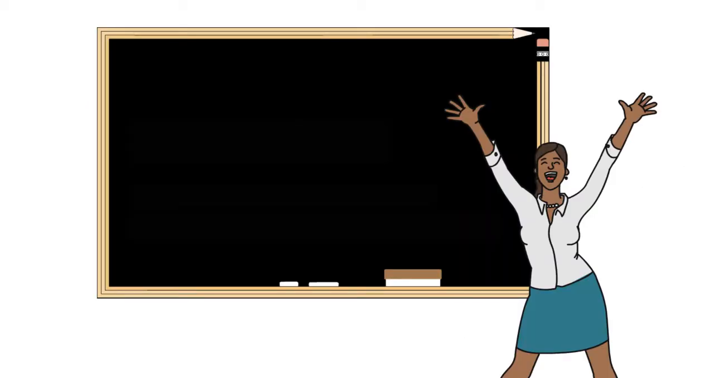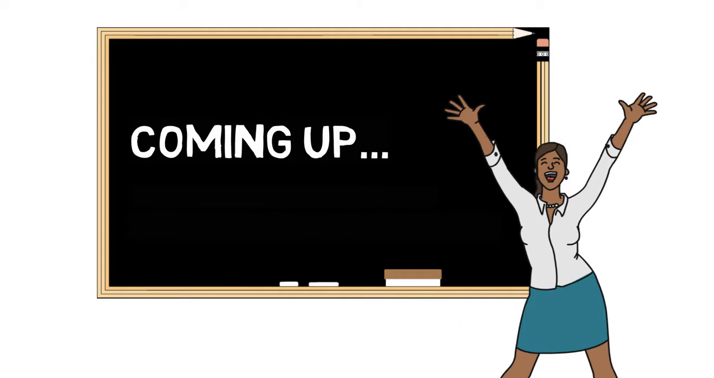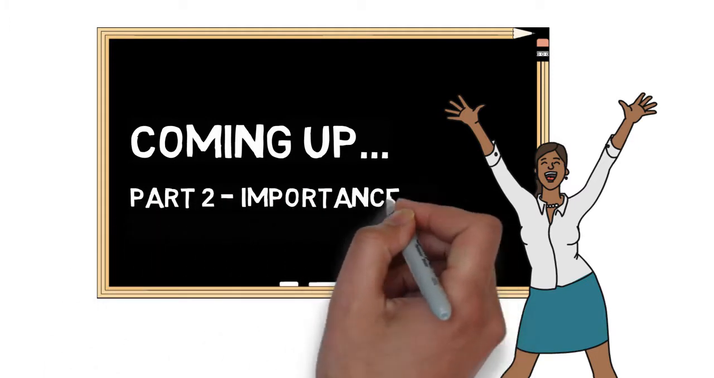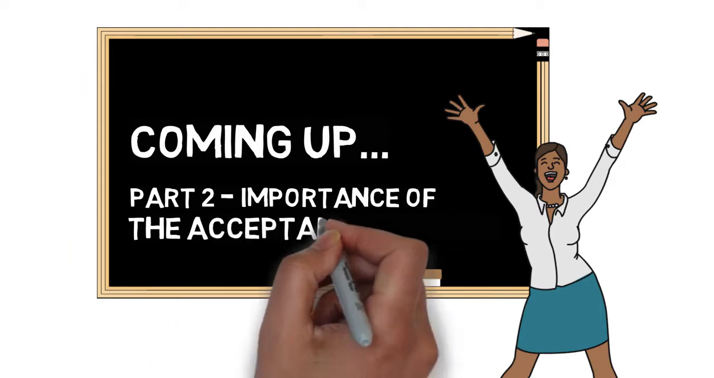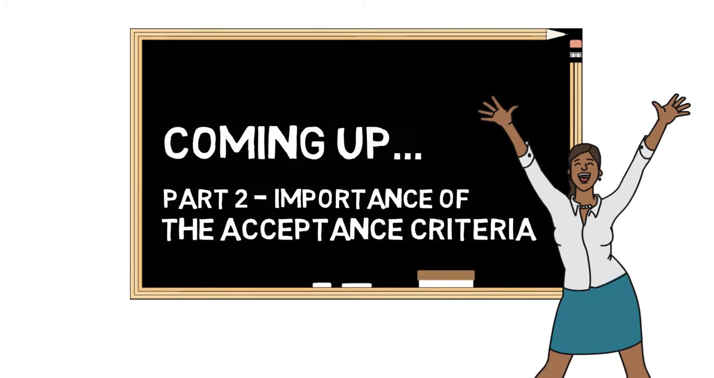We have covered so much in this module, but it seems like we're out of time. We still have to talk about a very important component of the user story, the acceptance criteria. Please join me in our next module, Importance of Acceptance Criteria. But in the meantime, here are some questions for you to consider.